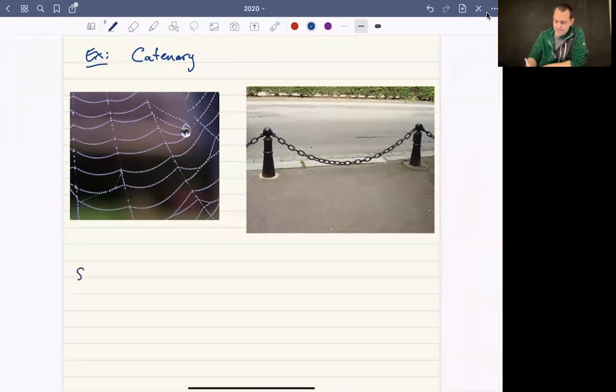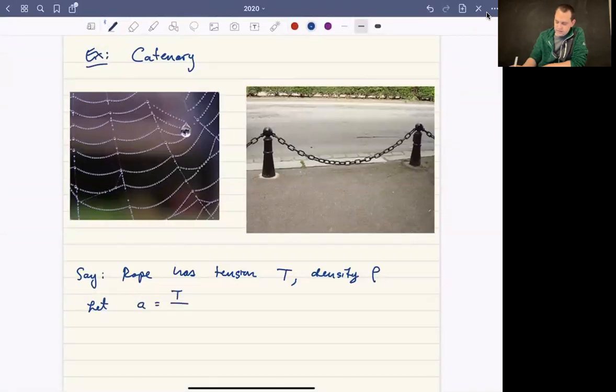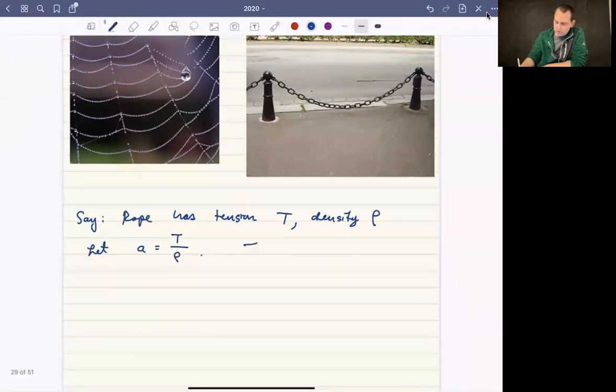So let's say that a rope has tension T. So it'll be a constant, and density rho, also a constant. And then just for convenience, let's let A be the tension over the density. Then the rope, it turns out, for some physics reasons, satisfies the following differential equation.